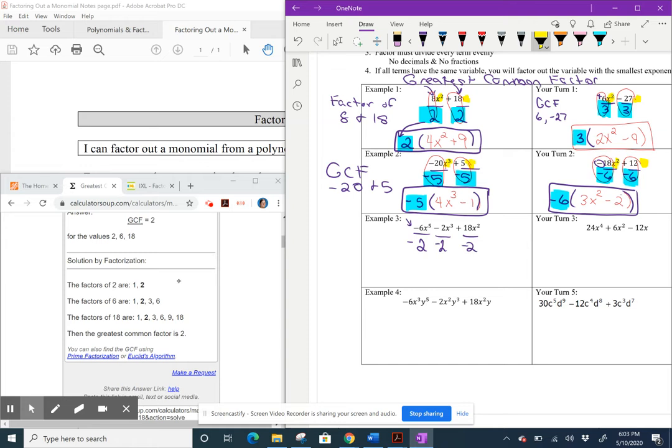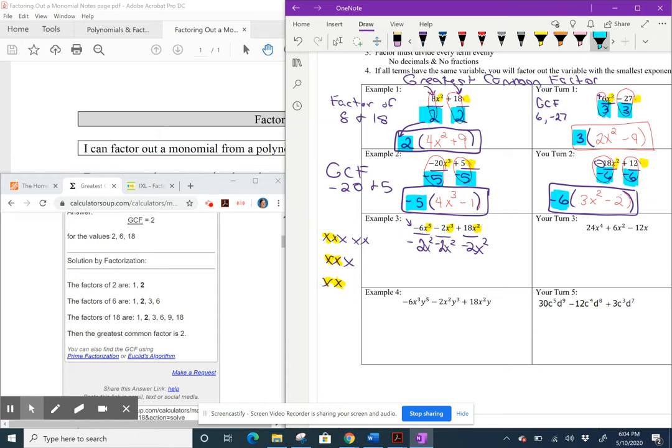Now, you want to look at the variables. Does every term share an x? Yes, it does. We have x to the 5th for the first term. We have x to the third for the second term. And then we have x squared for the third term. Now, look how many they share. They all have 1 x, and now they all have x squared. So we can take x squared out of each term.